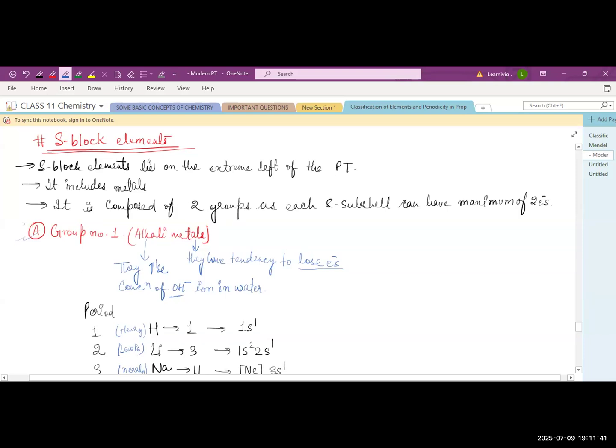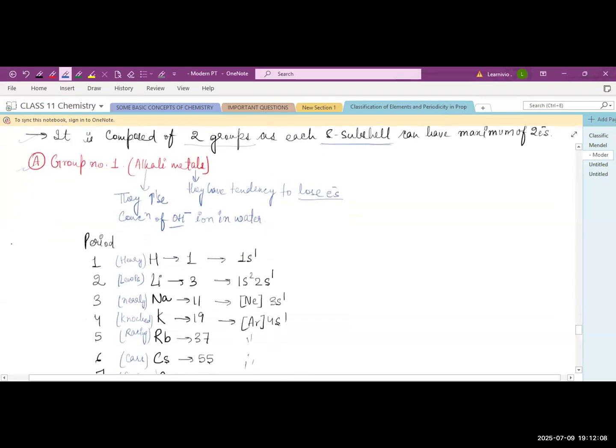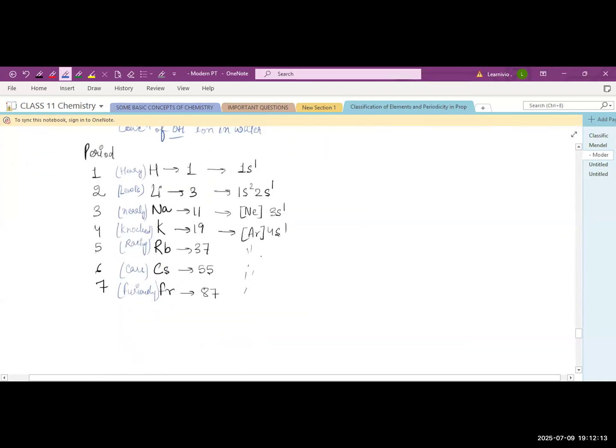One more thing: S block has two groups, and we know that the S subshell can have a maximum of two electrons. So just remember, because the S subshell has a maximum of two electrons, they have two group numbers. The first group has a valency of one, and the second has a valency of two. See, ns1, the whole group. This is your group number one, alkali metals.